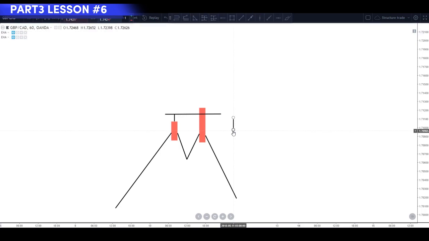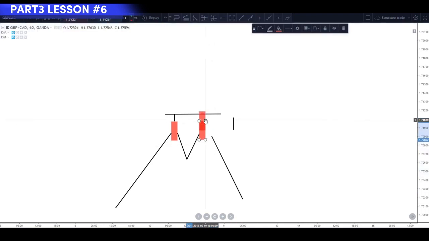We're going to add a little bit of a more advanced entry to this. So not only do we look for a double top and double bottom, what we also want to see is this double top or double bottom followed by one of our advanced engulfing entry reasons that we talked about in the transition phase.